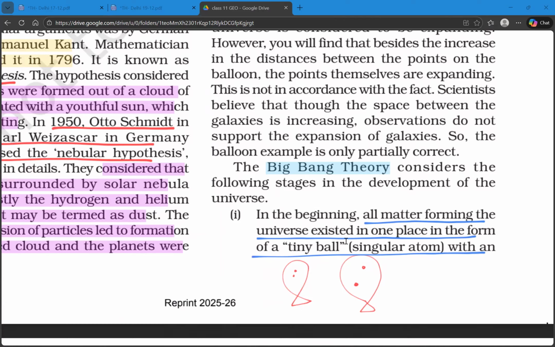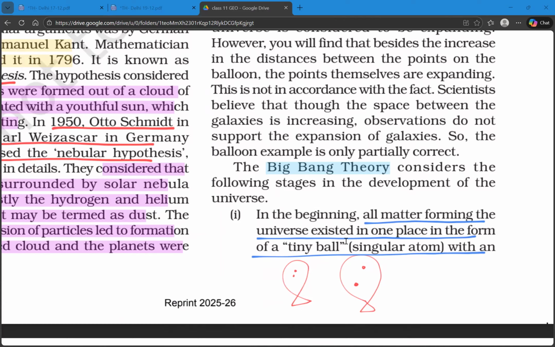So from that, the scientists concluded that although the distance between the points is increasing, there is no evidence that the points themselves or the galaxies themselves are expanding. So in this balloon experiment, only the distance between the points is increasing, and not the expansion of the points. Now we'll see what the Big Bang theory says.